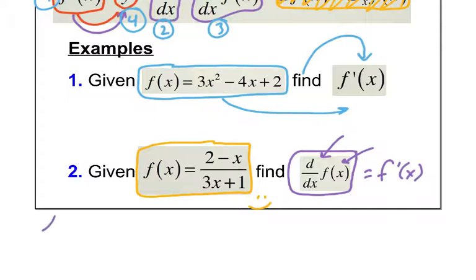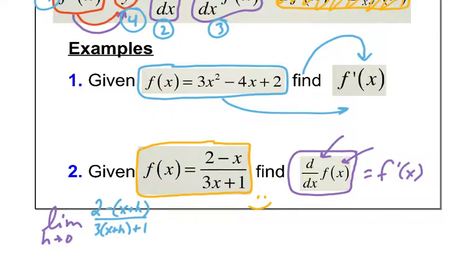So this is going to be the limit as h goes to 0 of, f of x plus h here is going to be pretty massive because it's a fraction within a bigger fraction. Okay, this is going to be, let me change colors so we can see. Just the f of x plus h would be 2 minus (x plus h) over 3(x plus h) plus 1.